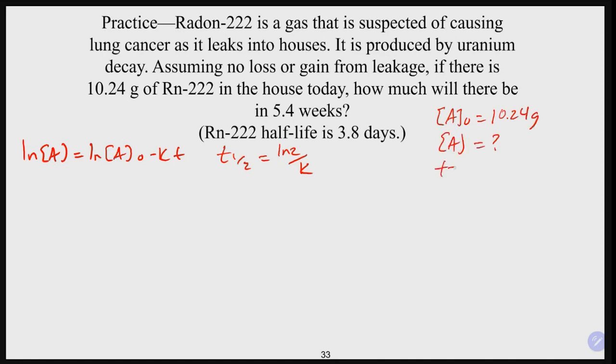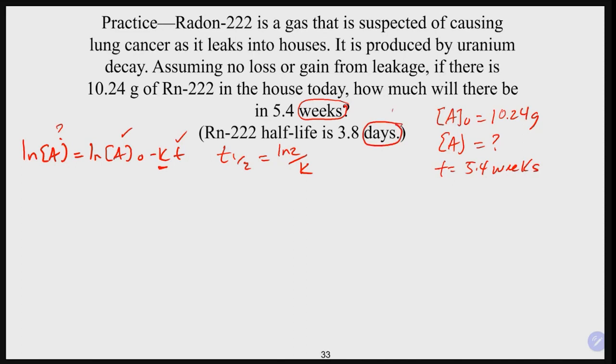In this case, our time is 5.4 weeks. And again, we have the time, and we are looking for the final amount. So once again, we are missing our decay constant. That is where the half-life is going to come into play. We do have some unit issues here. We have this time in weeks. This one's in days. At some point, you've got to do a conversion.